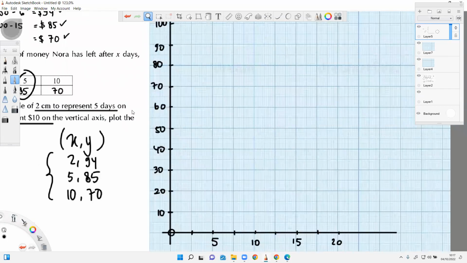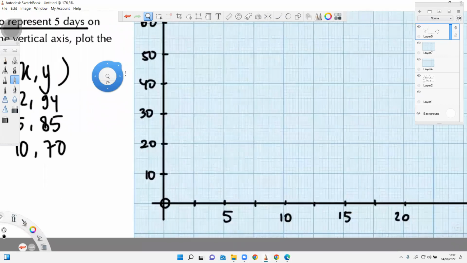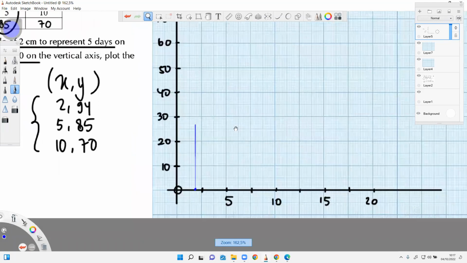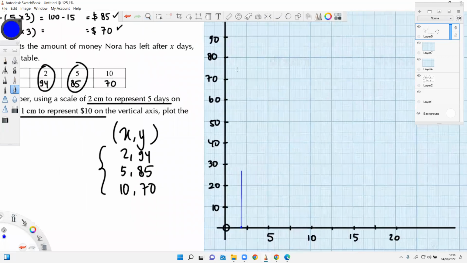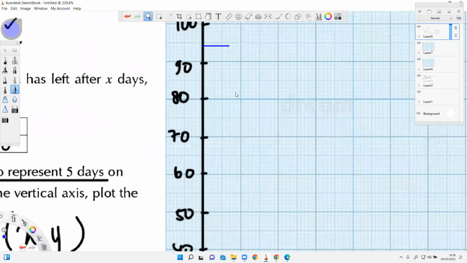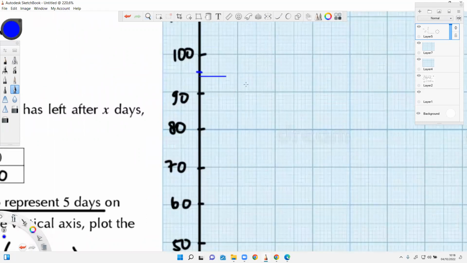(2, 94). Where is 2, guys? Is 2 located here? No, what is that? That's 2.5, right? So you have to go a bit to the left, right? This one, because this is 2.5. 2 is a bit to the left. And then 94, right? So 94 is located here, right? Less than half. Because this is 95, you go down by 1 block. Okay.